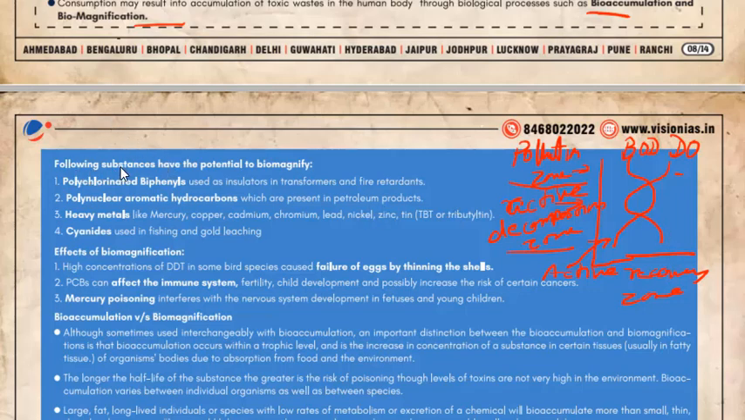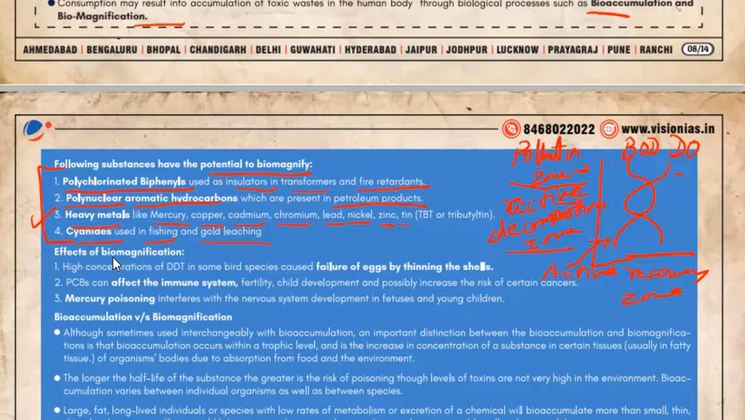Let's see the substances that have the potential to biomagnify. These substances you need to remember. First is PCBs, polychlorinated biphenyls, used as insulators in transformers and as fire retardants. Next is polynuclear aromatic hydrocarbons, which are present in petroleum products. Next are heavy metals like mercury, copper, cadmium, chromium, lead, zinc, nickel and tin. Next are cyanides, used in fishing and also in gold leaching. You should remember all these compounds.